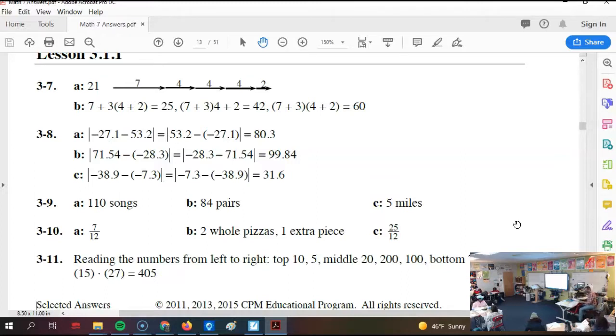In 10, we're looking at those pizzas. Trust me, I'm not a CPM author, but there's pizzas in CPM. Vanessa? Tito walked 3 more miles than Danielle.